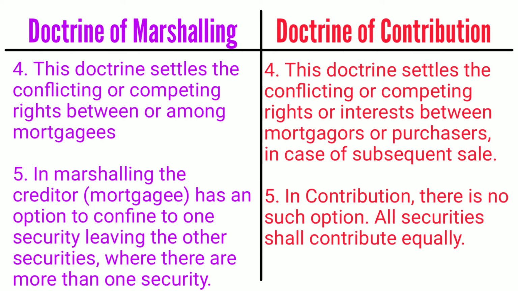Coming to the last point 5, in marshalling, the creditor, that is the mortgagee, has an option to confine to one security, leaving the other securities where there is more than one security. But in case of the doctrine of contribution, there is no such option left. All securities shall contribute equally.